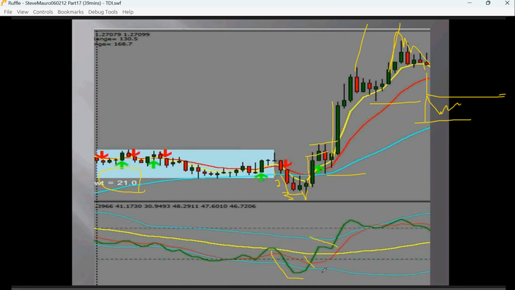And then here you go. 1, 2, 3, with the last leg being divergent. Okay, remember I talked about divergence? One leg out of the band, one leg in the band. Damn if that ain't divergent.